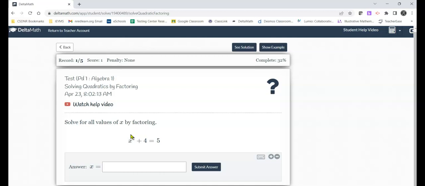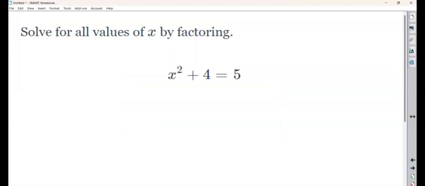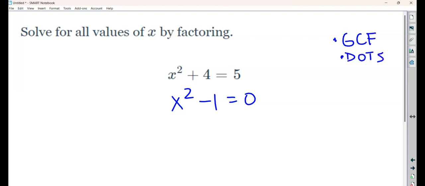X squared plus 4 equals 5. First, write it in standard form. This has to be a 0 over here, so I'm going to move this 5 over by subtracting 5 from both sides. That gives me x squared minus 1 equals 0. Your only choices for a binomial are GCF or dots. First, always look for a GCF. This doesn't have any. Then you move on to dots. This is a difference of two squares, so this is how I start.